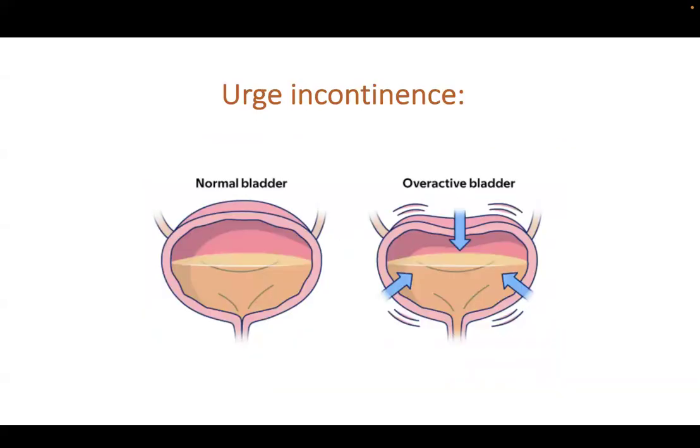So now we are going to urge incontinence. If anyone has any question regarding stress incontinence, you can message me, and I will try to give you an answer. Now, urge incontinence. We already discussed what happens in urge incontinence. Here there is involuntary, uncoordinated detrusor contraction, and there is no sphincter problem.